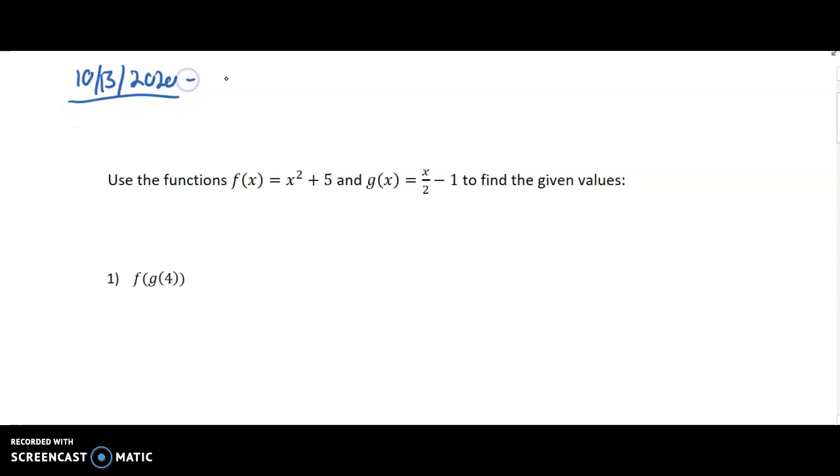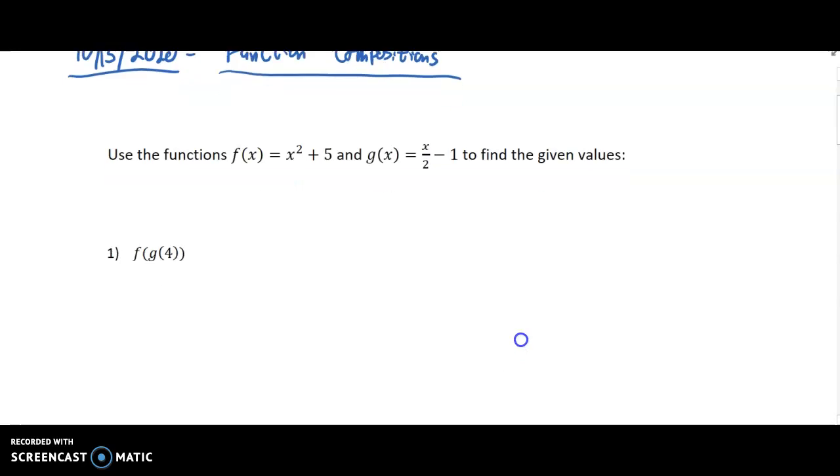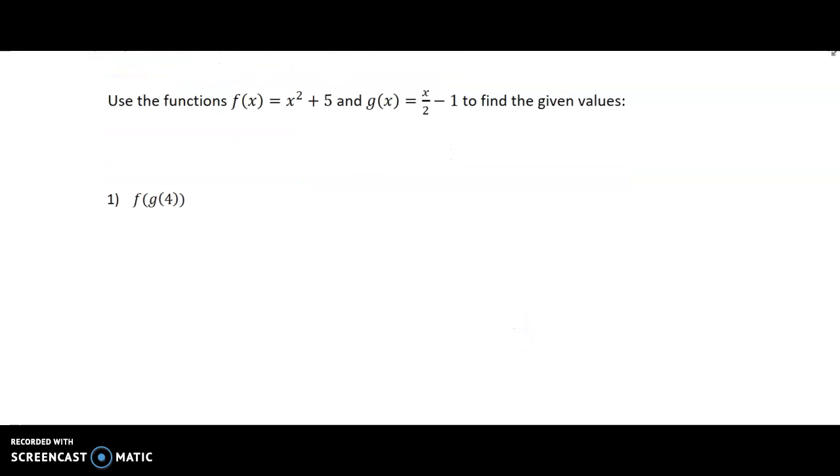Our topic for today is function compositions, where a composition is one thing made of two separate things. Okay, let's go to our first set of examples here. Make sure you pause and write the original example.